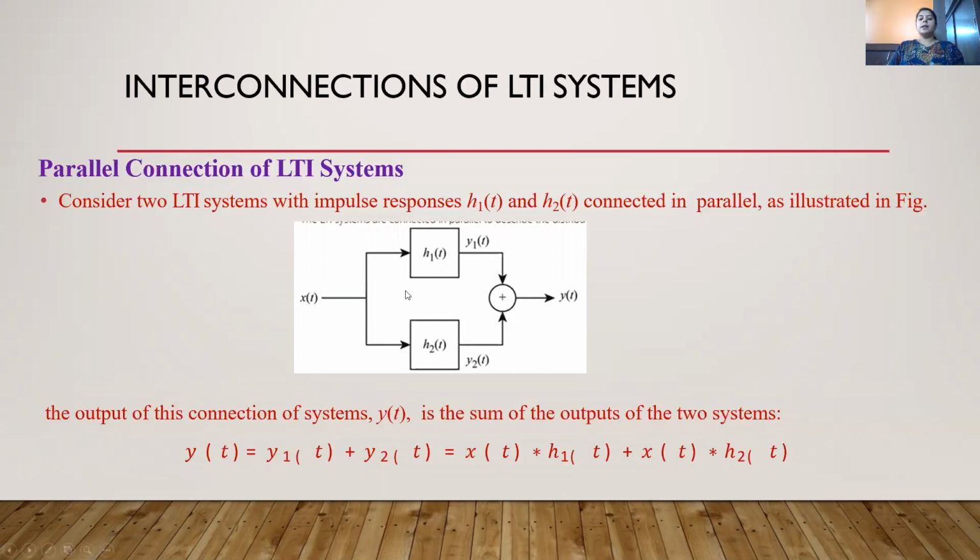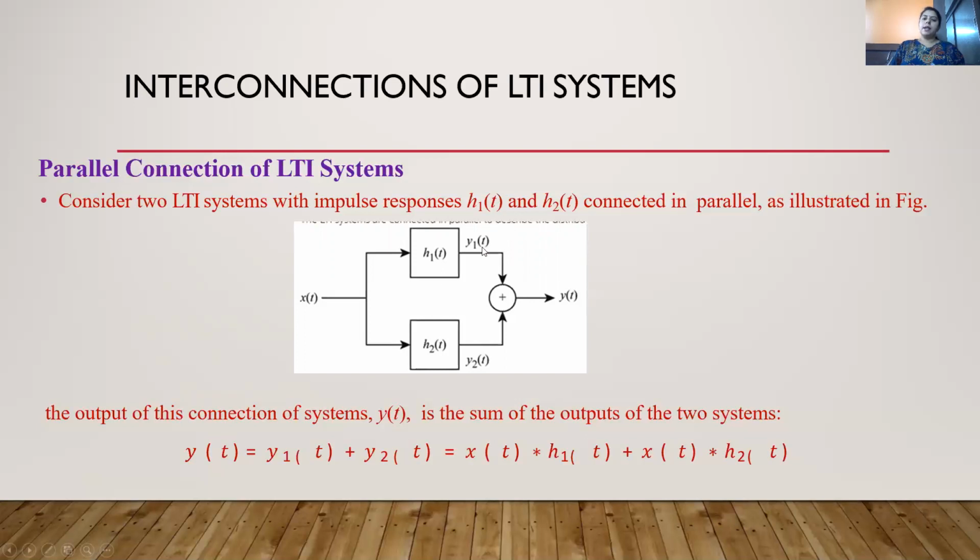So consider this diagram. In this diagram you can see that we have two LTI systems. The first LTI system's impulse response is h1 of t. The second system's response is h2 of t. Both these systems are connected in parallel. How can I write the output equation? I can write the output y of t as the output of the first system plus the output of the second system, that is y1 of t plus y2 of t. That's what I wrote here.